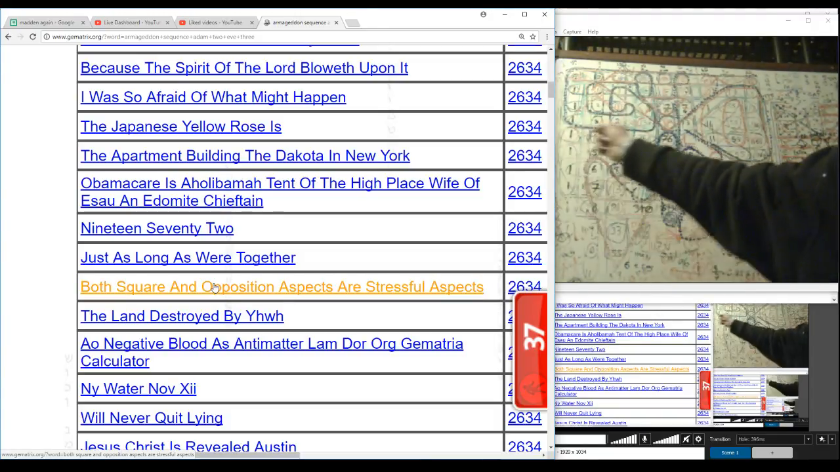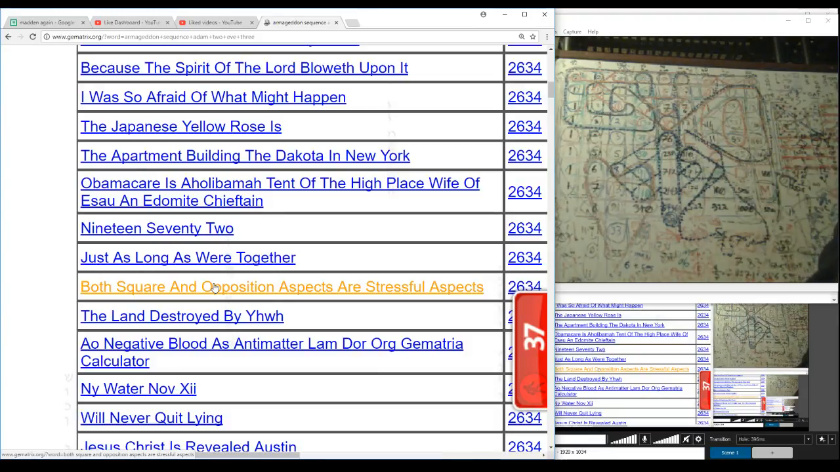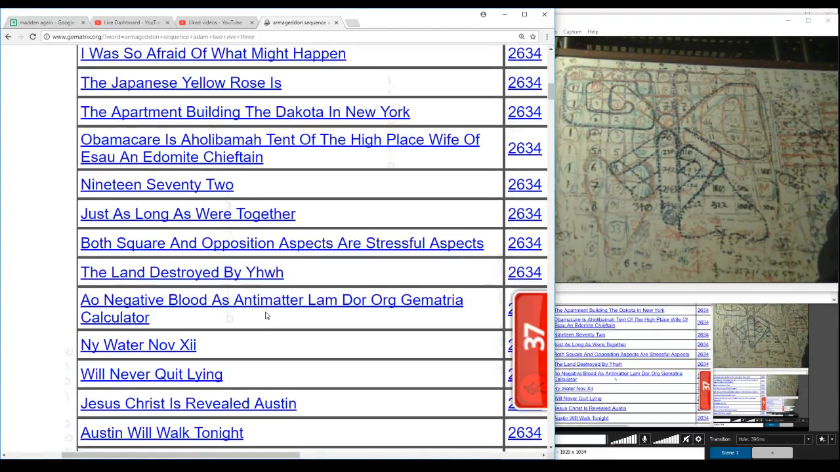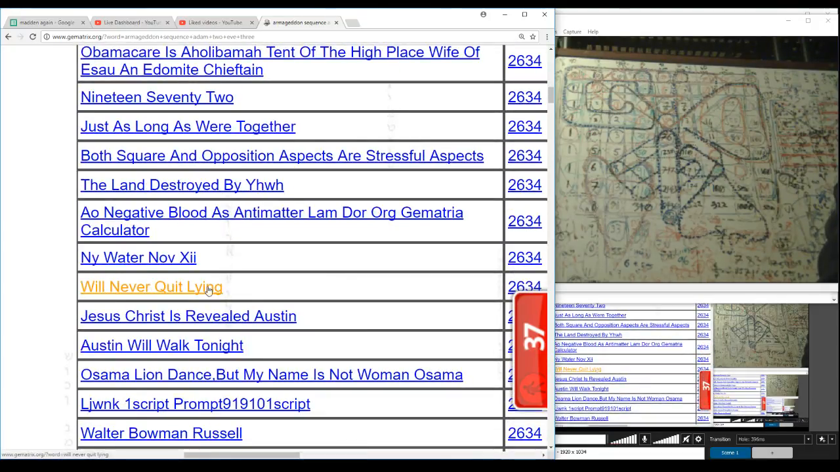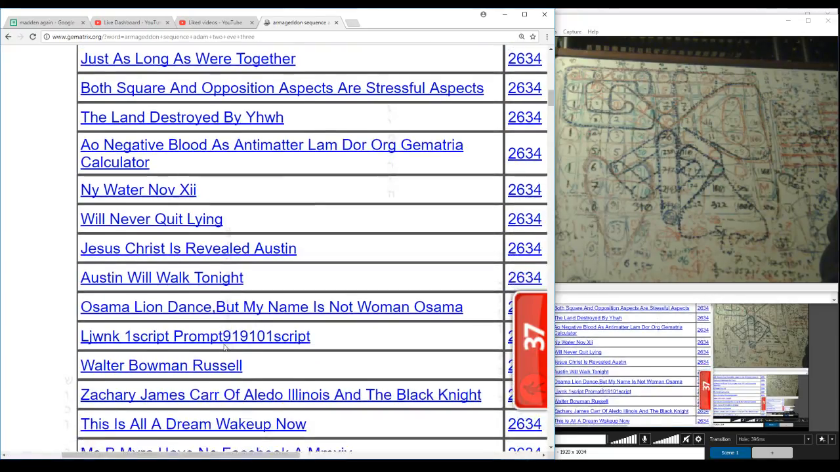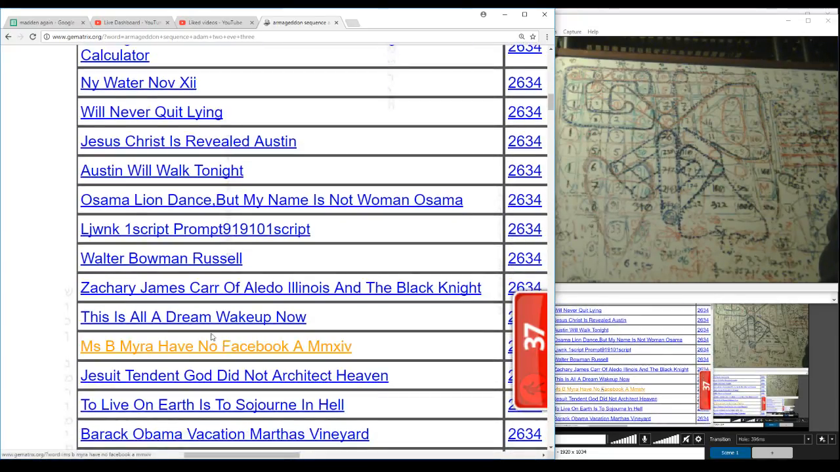Square. The land destroyed by that. YHWH, whatever that is. AO negative blood as antimatter. Lamb, Austin Lee Meredith. Door, org, gematria calculator. What the hell? We'll never quit lying with the people. Jesus Christ is revealed, Austin. Wow. Austin will walk tonight. Yeah, okay. This is all a dream. Wake up now. Wow.